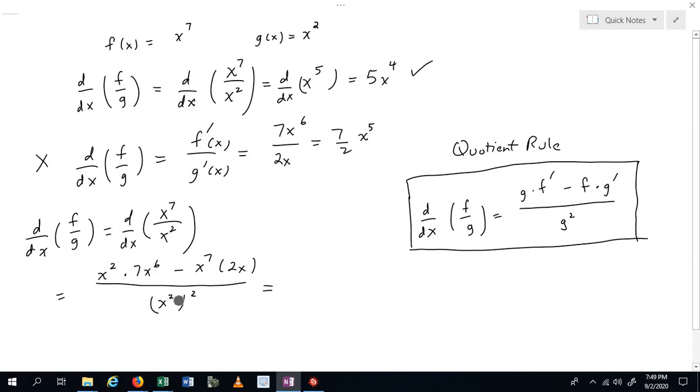Okay, and so let's just simplify this. Of course, this would give us 7x to the 8th, adding exponents, and this would give us minus 2x to the 8th, all over x to the 4th. Here you multiply exponents. Okay, and of course you can simplify this on top. Those are like terms, so you're just left with 5x to the 8th power over x to the 4th. And of course this cancels to x to the 4th, so you end up with 5x to the 4th power. And wouldn't you know it, it's the same thing as what we got here, which we know is correct.